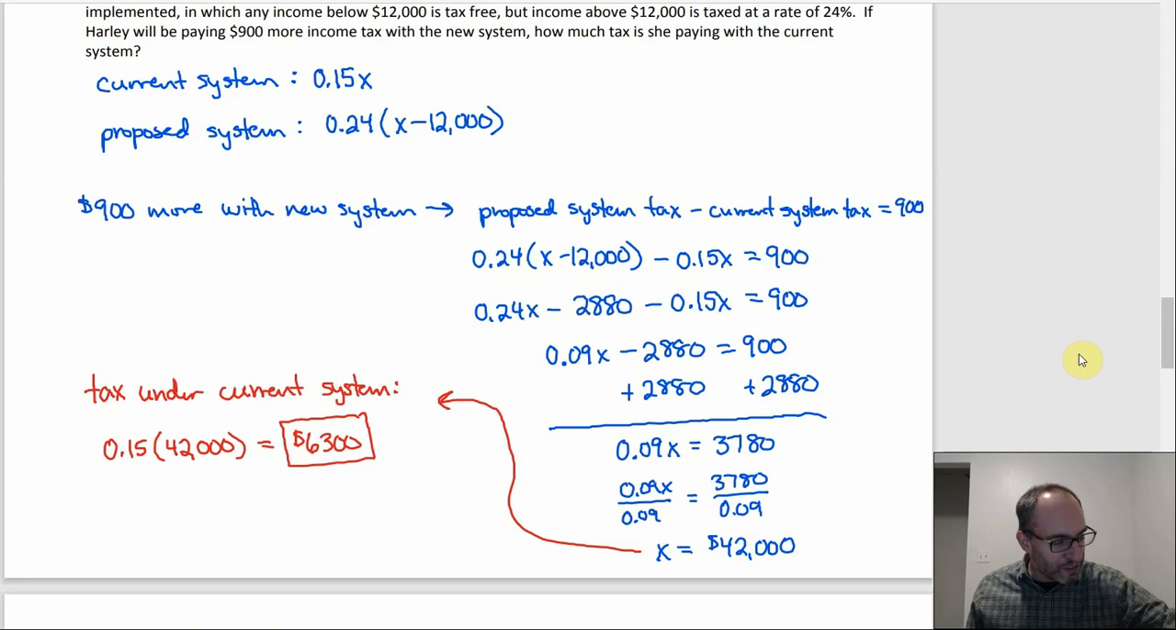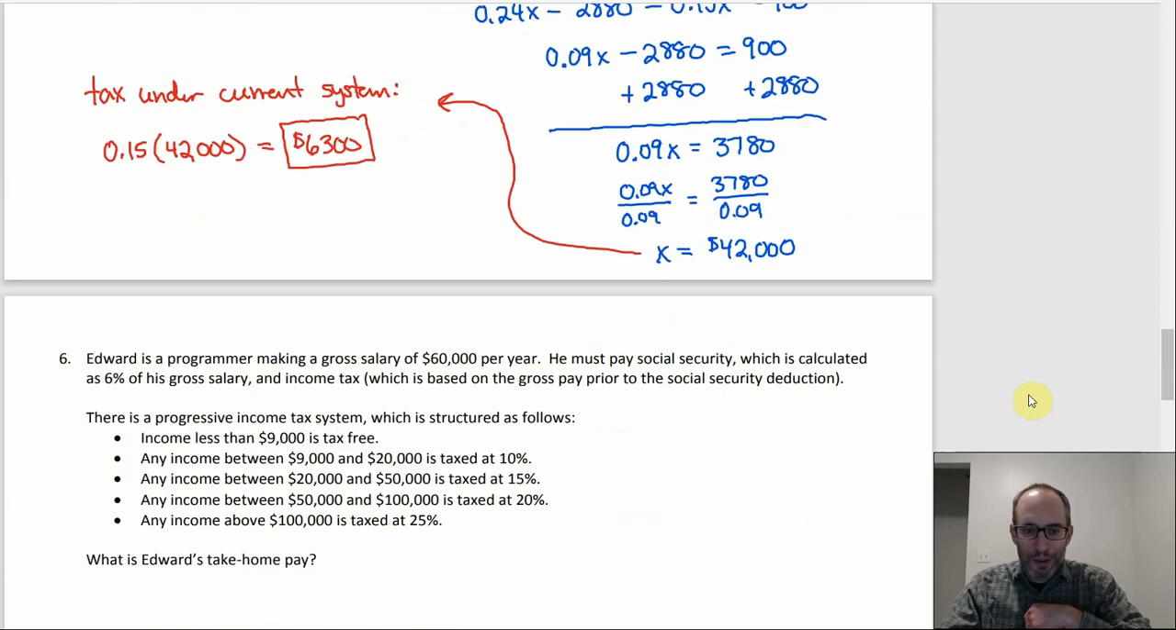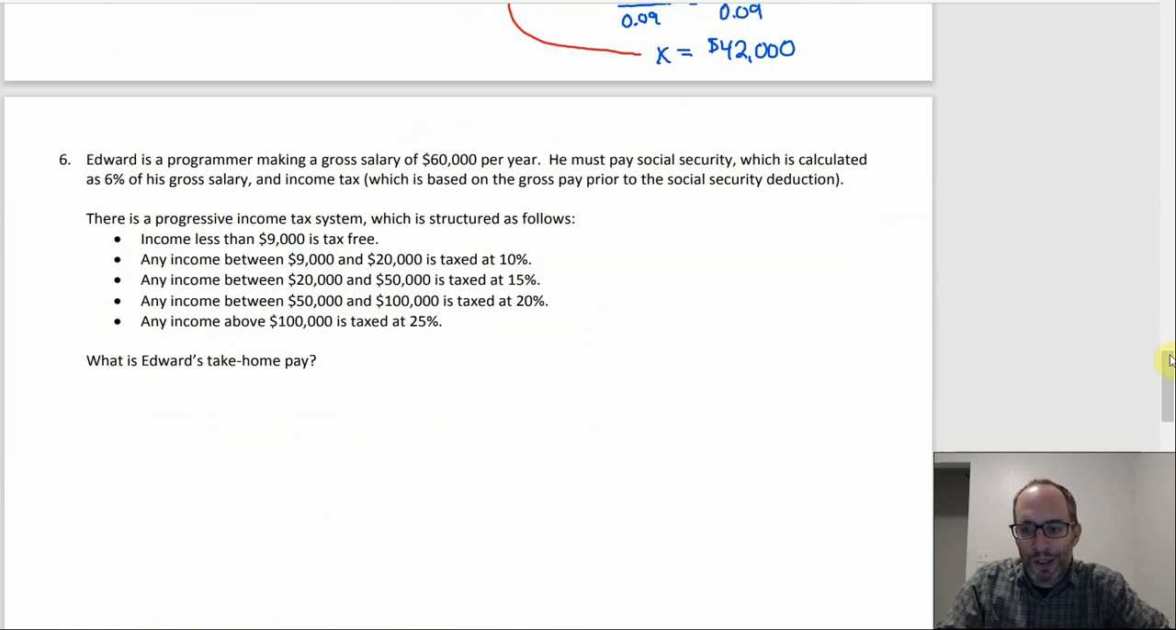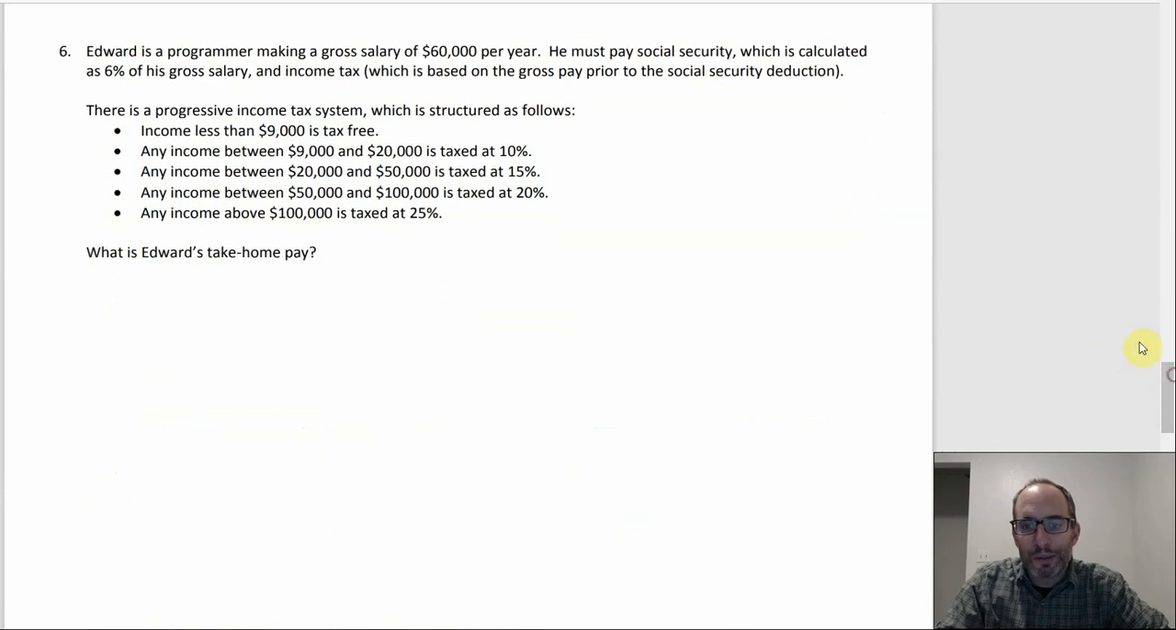All right, then we have 6, which has a progressive tax but with more steps to it rather than just the 2 steps. Here we've got 5 steps. So Edward is a programmer making a gross salary of $60,000 a year, and he must pay Social Security, which is calculated as 6% of his gross salary, and then income tax, which is based on the gross pay prior to the Social Security deduction. And there is a progressive income tax, which has a bunch of steps to it.